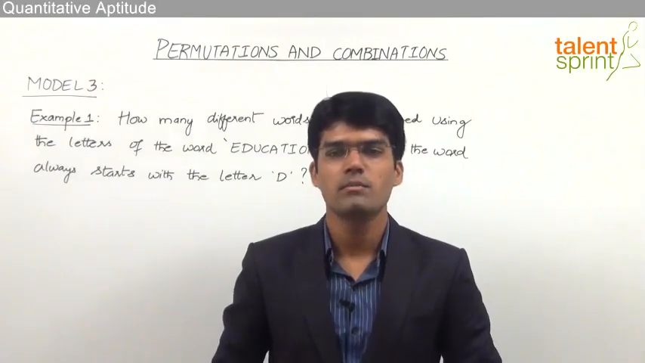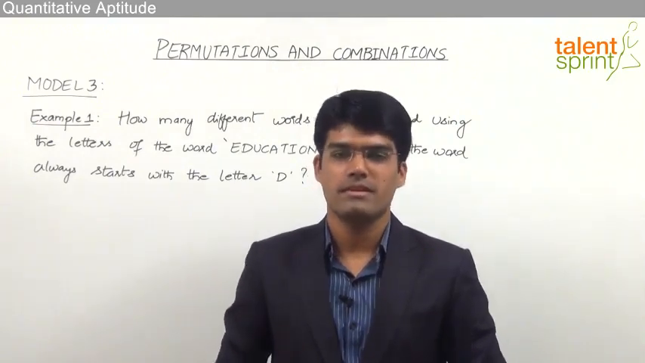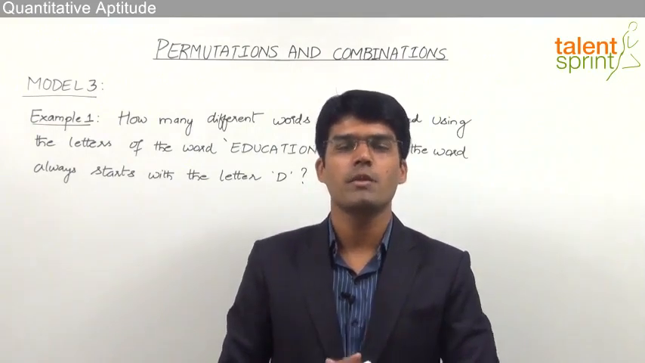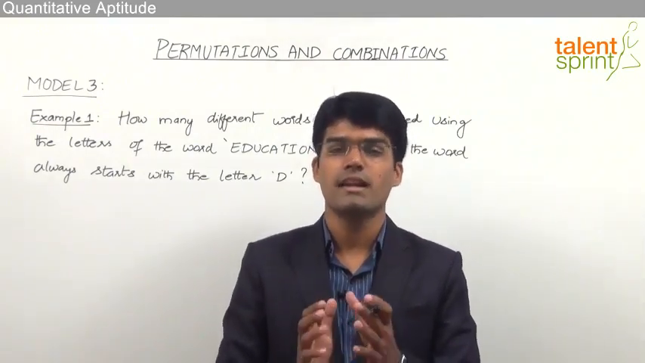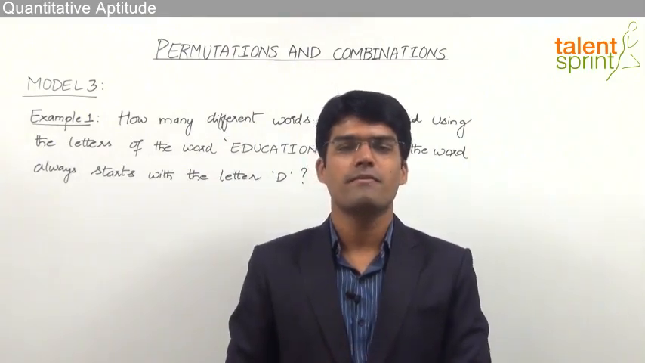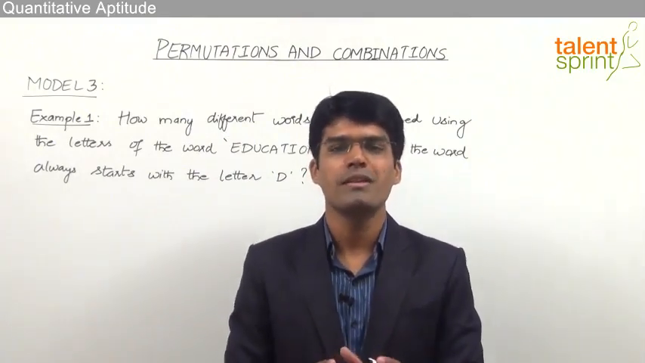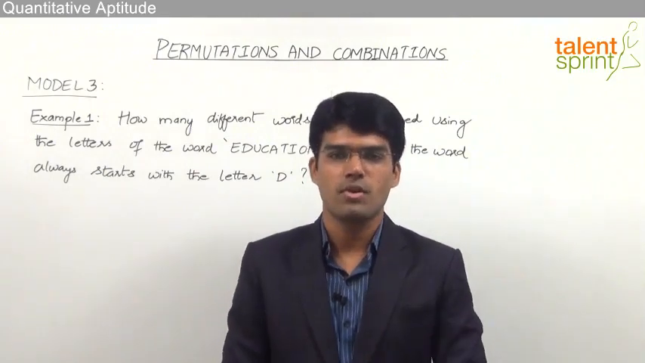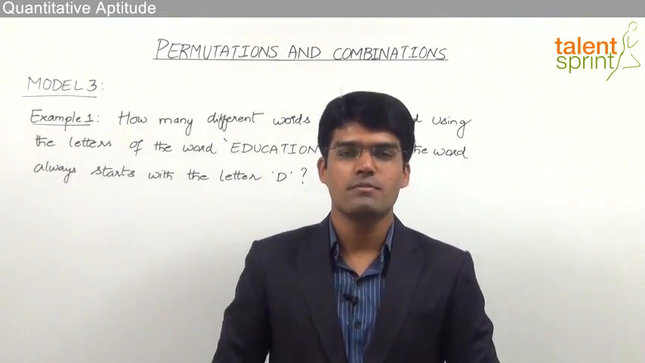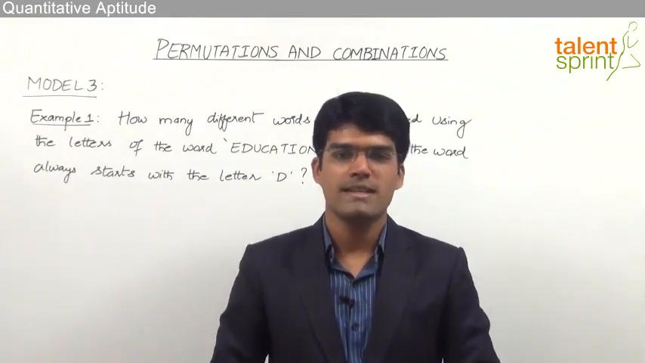Let us now take the third model from this topic, where we shall discuss questions based on conditional permutations. That is, here questions are given based on permutations along with a certain condition that has to be followed. These questions are quite different from what we have done in Model 1. Model 1 was based on simple permutations or direct permutations where no condition is given. But here a condition has to be satisfied and the number of arrangements have to be done.